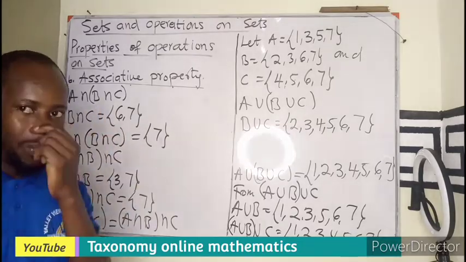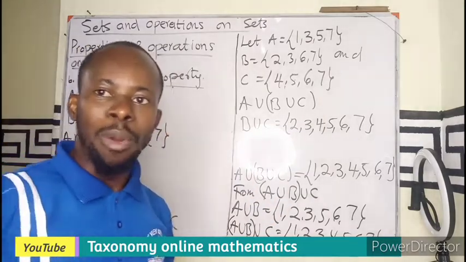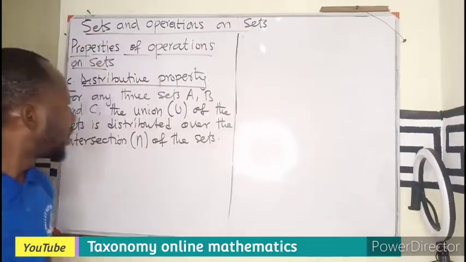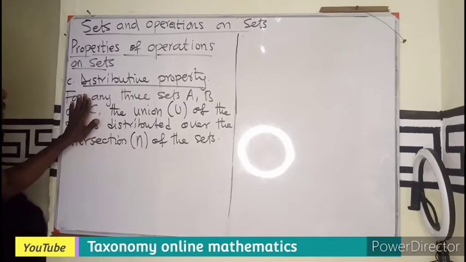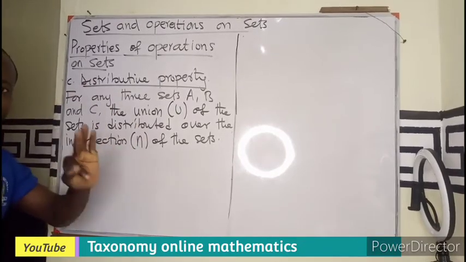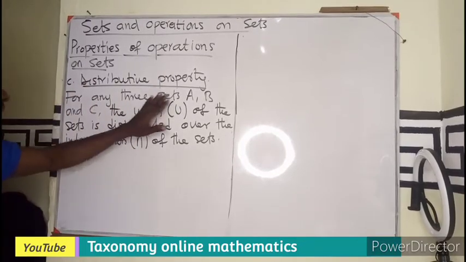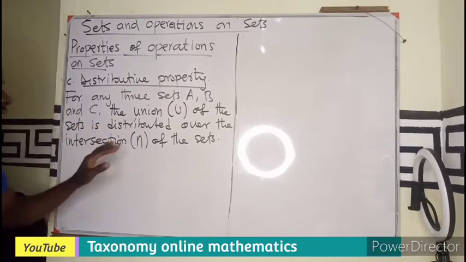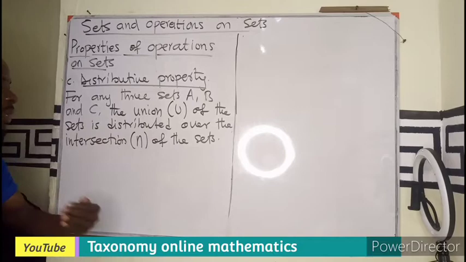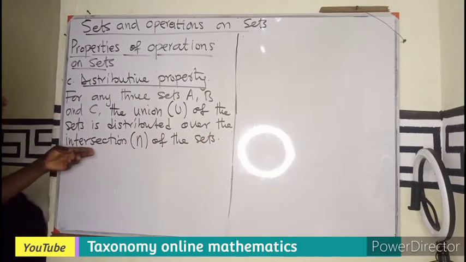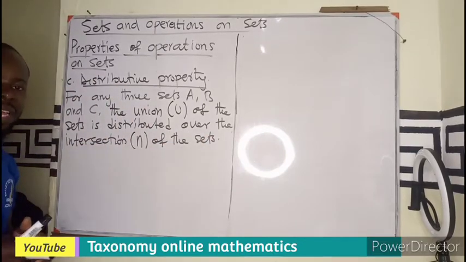Let's go for the last one, which will be distributive property. Alright, distributive property is also based on three given sets. So for any three given sets A, B, and C, the union of the set is distributive or distributed over the intersection of the set.